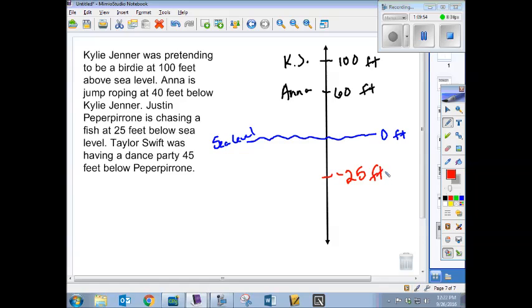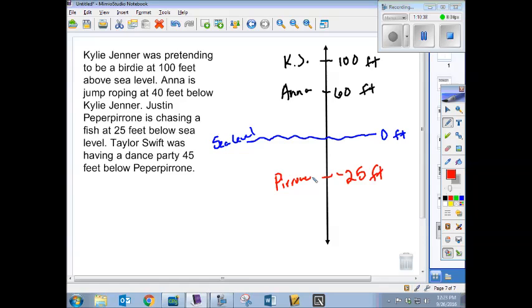Yes. But wait a minute, I thought we couldn't have negative distance. Isn't feet a distance? Yes. Okay, so why does that say negative 25? Because we're talking about a number line, right? Can I travel negative 25 feet? No. But can I travel 25 feet up or 25 feet down? Yes. And if I go below the water, then I'm going to negative elevation. Doesn't mean I'm traveling negatively. You guys understand what I'm saying? Yes. Okay, so that is where Peroni is. He's at negative 25 feet, right?